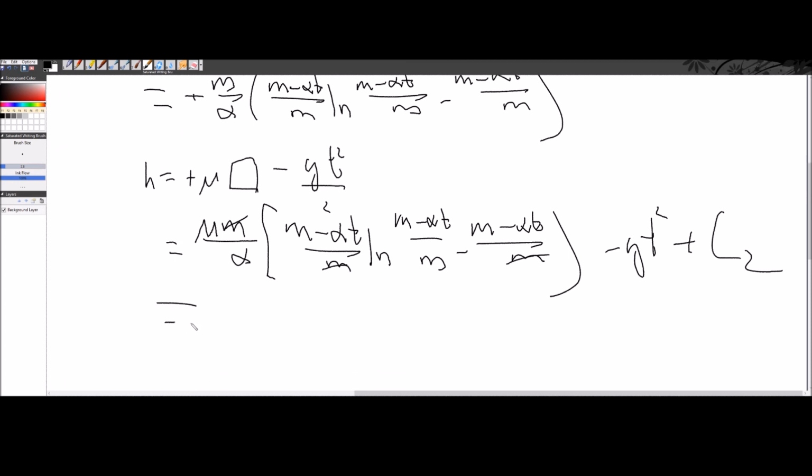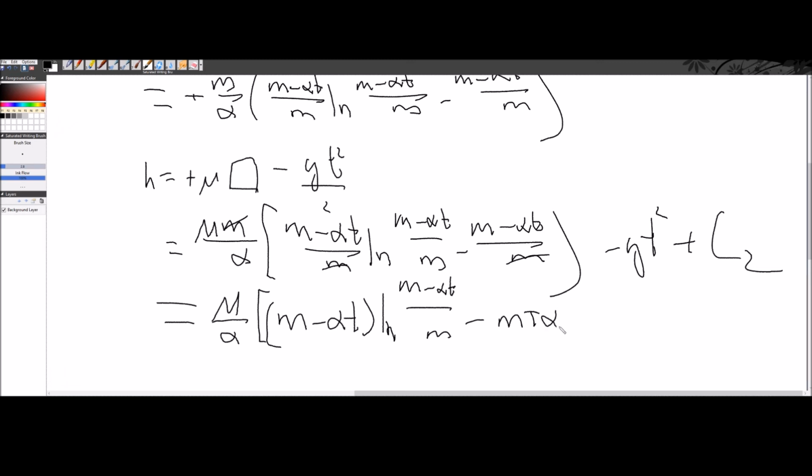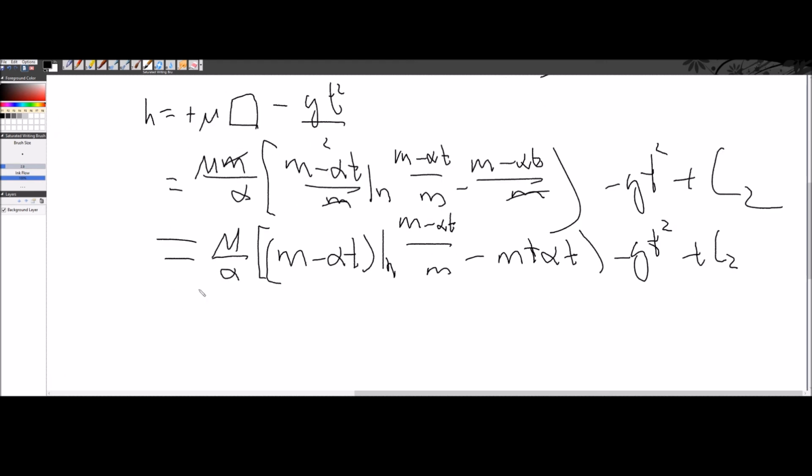All right, so we get mu alpha is equal to m minus alpha t, ln of m minus alpha t over m minus m plus alpha t. Minus gt squared plus C2. Yes, I use square bracket here and curly bracket here. I don't care. All right.